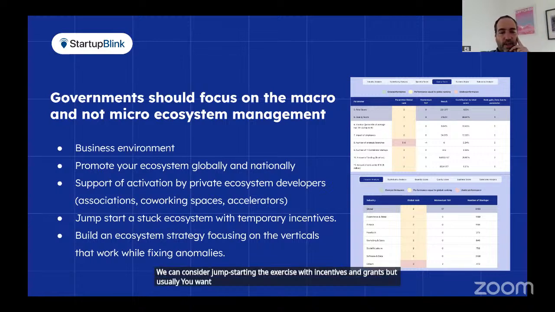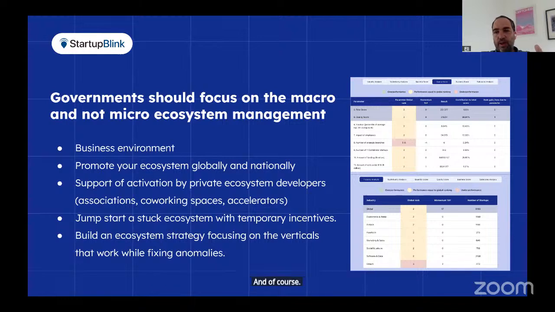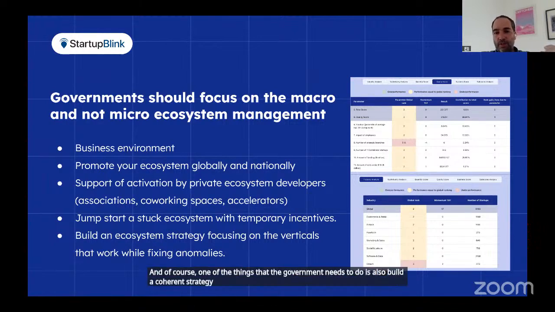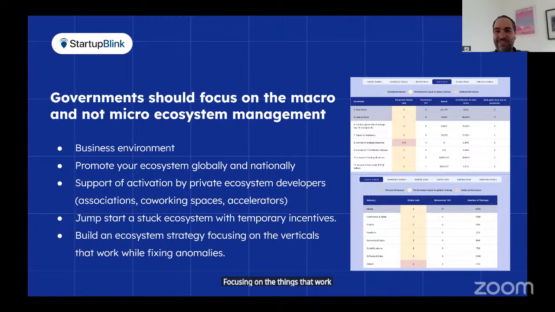And of course, one of the things that the government needs to do is also build a coherent strategy in terms of what you want to happen in the future, focusing on the things that work, especially the verticals, the industries that are successful, and working on fixing those anomalies that are stopping the ecosystem from growing.